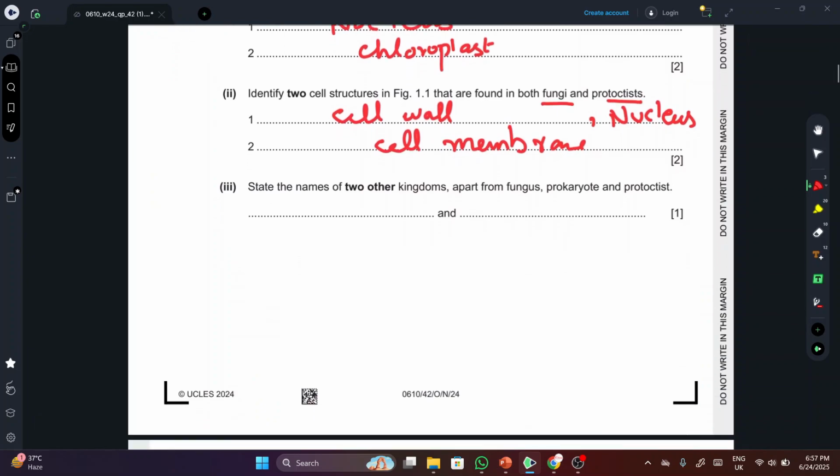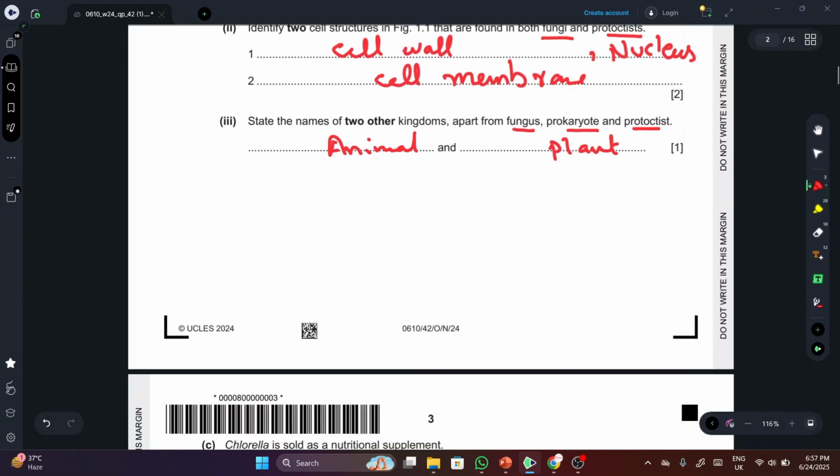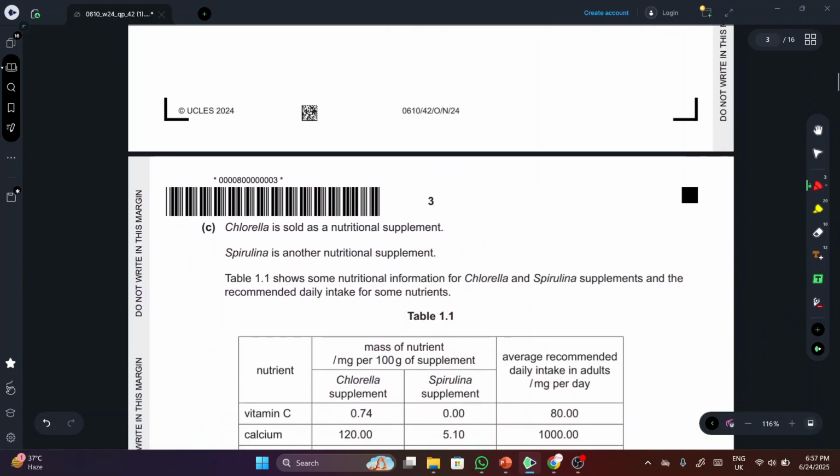State the two other kingdoms apart from fungus, prokaryote and protoctist, because they have mentioned fungus, prokaryote, protoctist, and the remaining two kingdoms. Yes, the remaining two kingdoms are Animalia, or you can say animal, and Plantae, or you can say plant. So these are the two remaining kingdoms which are present.